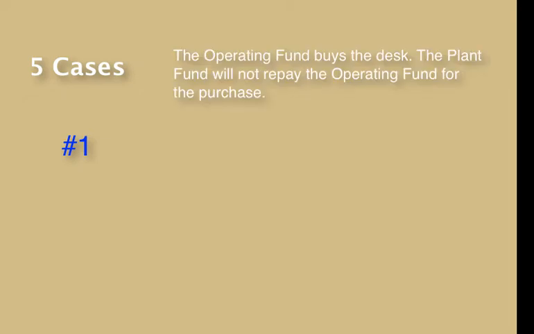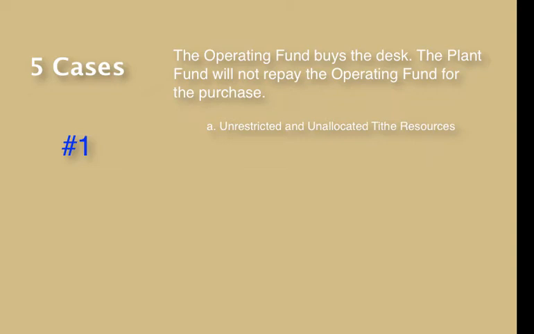Now let's suppose I bought the desk for $2,400. Now how do I record the purchase if the money for it came from the operating fund, never to be repaid by the plant fund? In the first variation, unrestricted and unallocated tithe resources in the operating fund are the type of resources that will be used for the purchase of this desk.